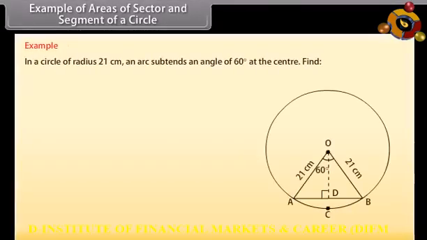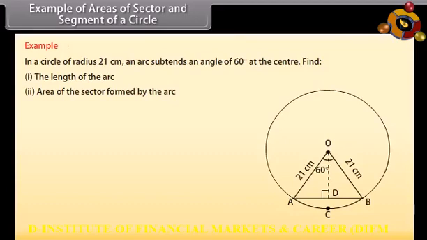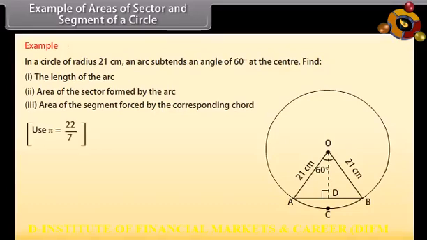Example. In a circle of radius 21 centimeters, an arc subtends an angle of 60 degrees at the center. Find 1. The length of the arc. 2. Area of the sector formed by the arc. 3. Area of the segment formed by the corresponding chord. Use pi as 22 upon 7. Solution.